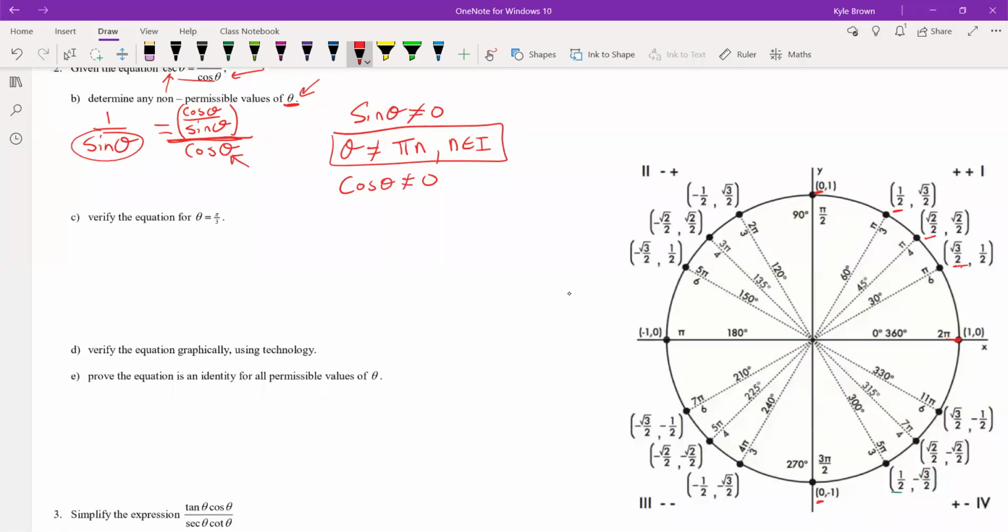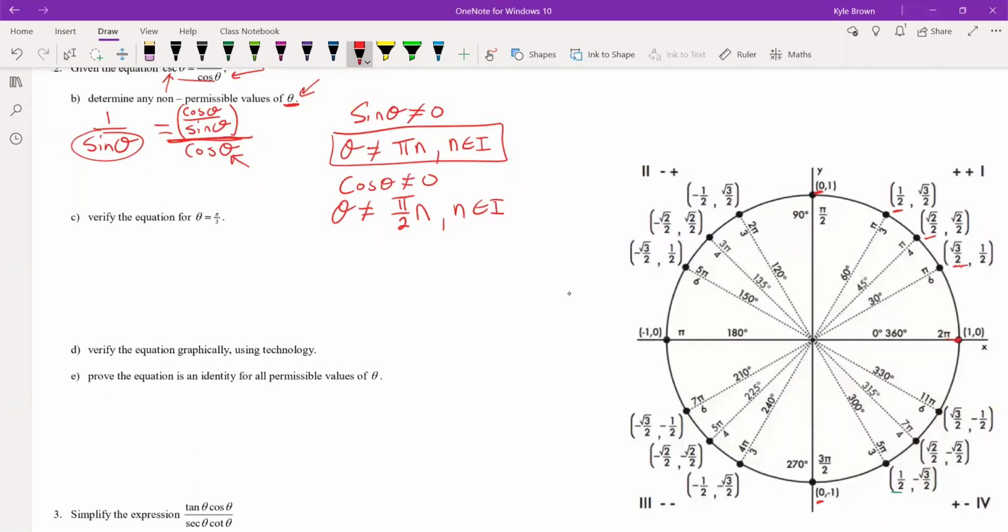So the way I'm going to write this one, I'll say theta is not allowed to equal. There's more than one way to write this, but the way I'm going to write it is pi over 2 and then n, where n is a member of the integers.